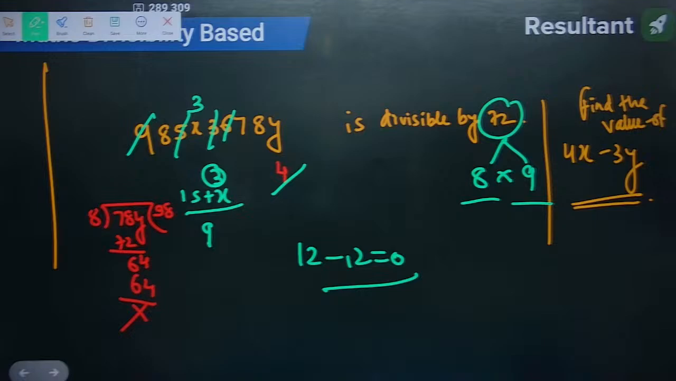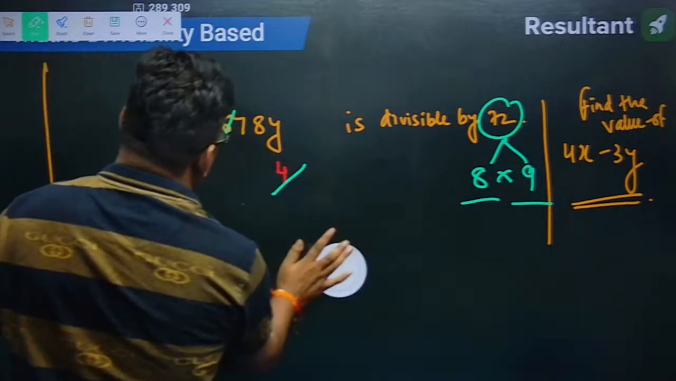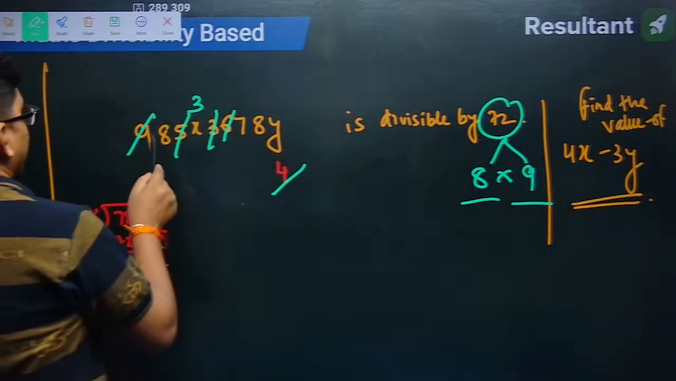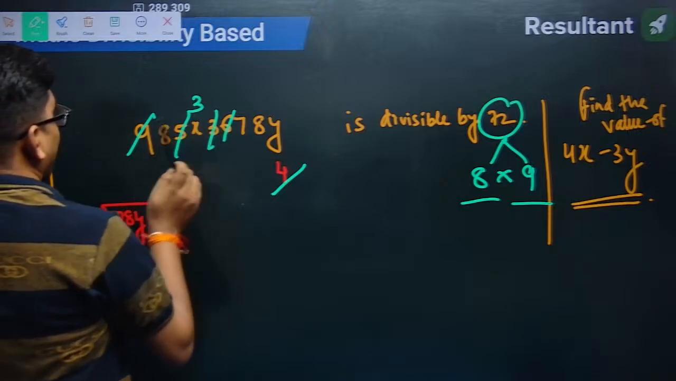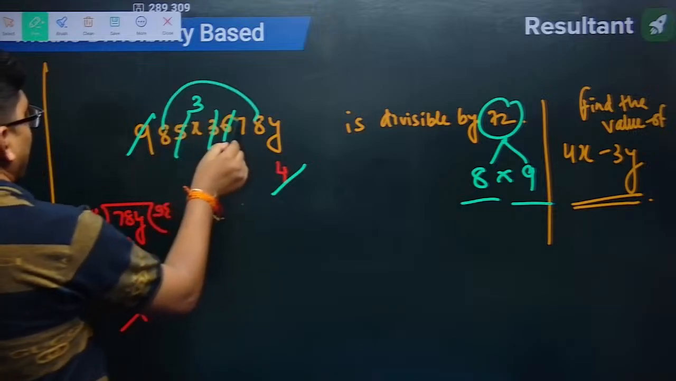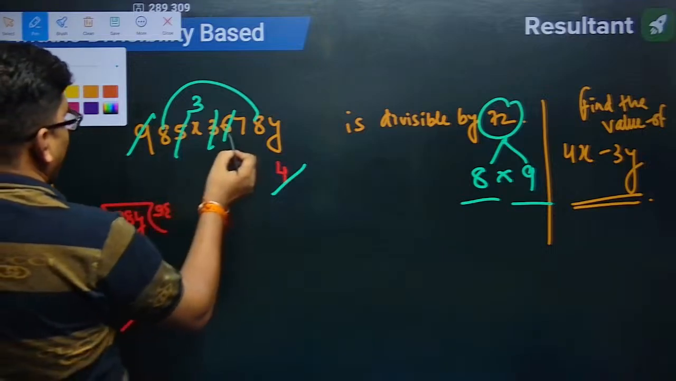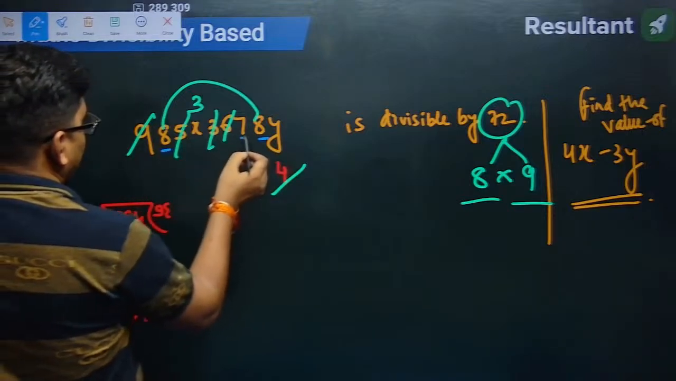4x minus 3y. Sorry, we missed a value here. Please wait, we have to erase it. We have cancelled 9, we have cancelled 3 and 6, we have cancelled 5 and 4, but two 8s and a 7 remain here. Two 8s and 7 means 8 and 8 is 16, and 7 makes 23.